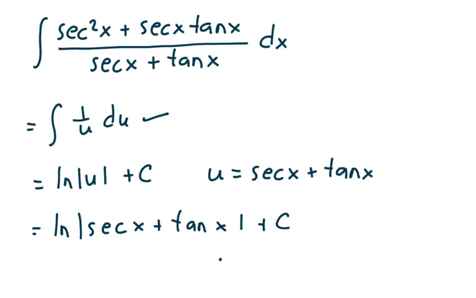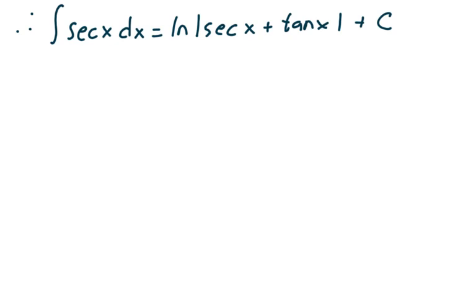And so this is natural log of the absolute value of u plus c. But remember that u is equal to secant x plus tangent x. So when I substitute that in, I get natural log of the absolute value of secant x plus tangent x plus c. And then I'm done. So we can say the integral of secant x dx is equal to the natural log of the absolute value of secant x plus tangent x plus c.